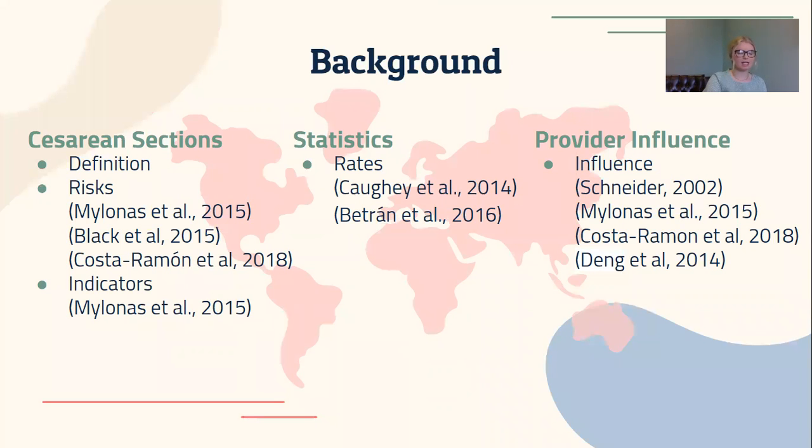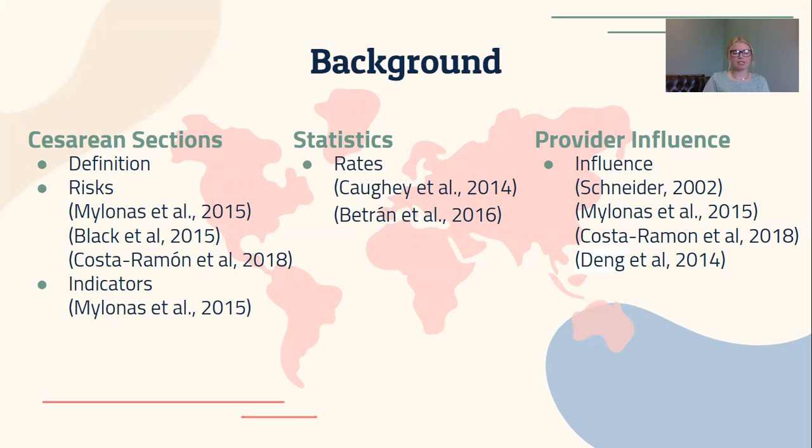A cesarean section, as defined by the American College of Obstetrics and Gynecology, is the delivery of a baby through incisions made in the mother's abdomen and uterus. Commonly, it is referred to as a C-section and will be referred to as such throughout the rest of the presentation.